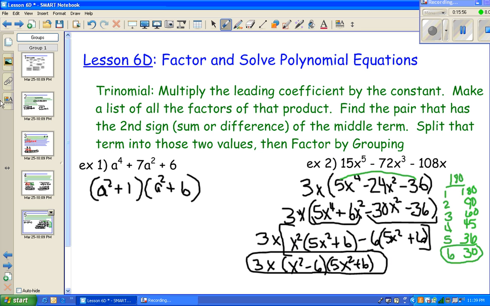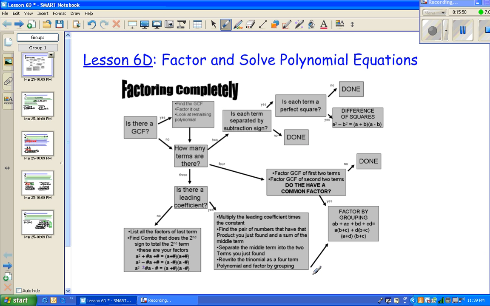So a lot of the same methods that we were using earlier, except here we're going to have higher degrees, and it might take more than one method to get it factored completely. So that's lesson 6D. Just take those factors, set them equal to 0, and that's how you'll handle them if the factoring is in an equation form.